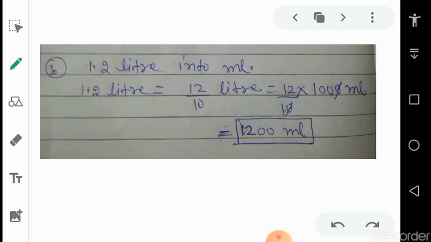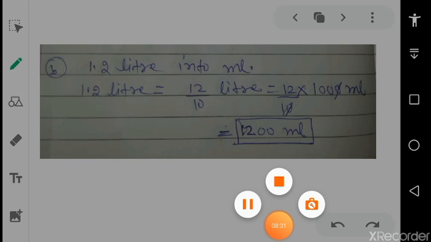Again we will multiply this by 1000. So 1.2 liter is written as 12 upon 10 liter. As we remove the decimal, we write 10 in the denominator, and to convert into milliliter we multiply this 12 upon 10 by 1000.